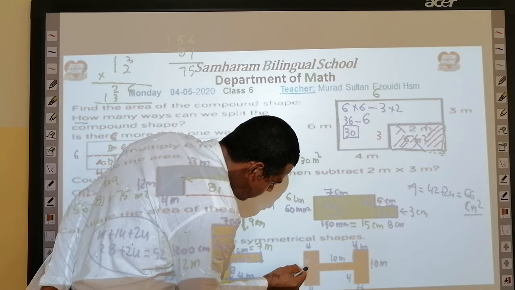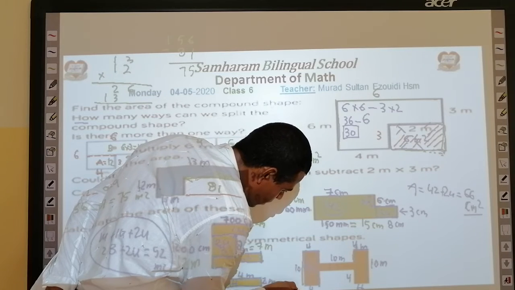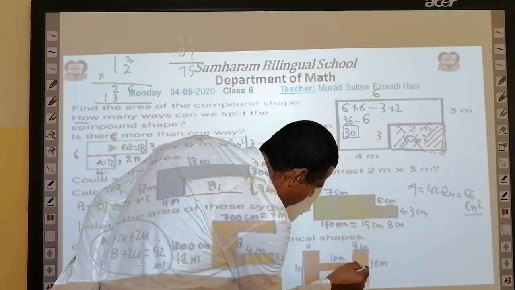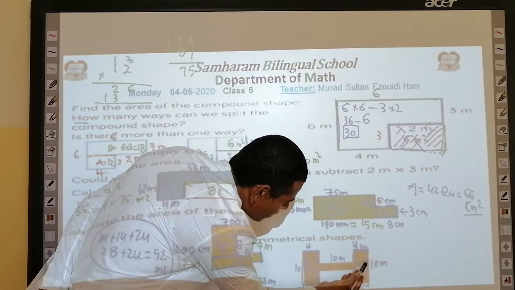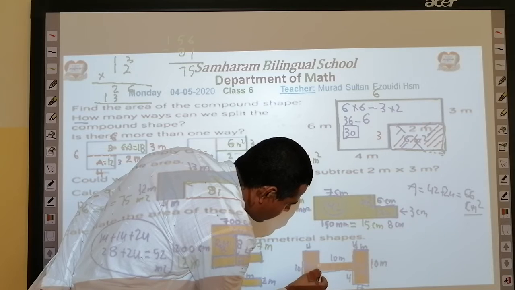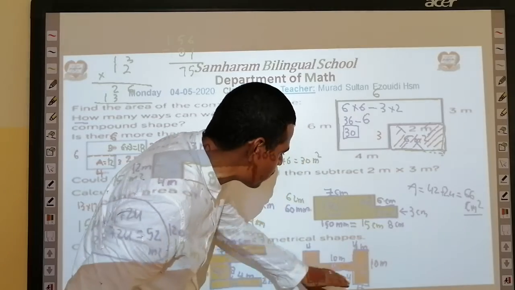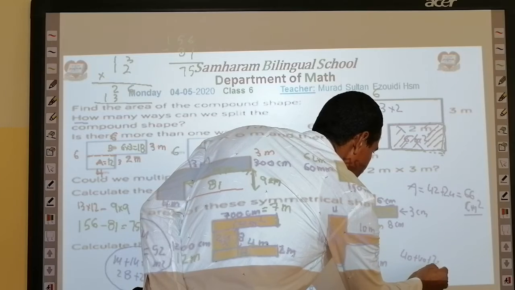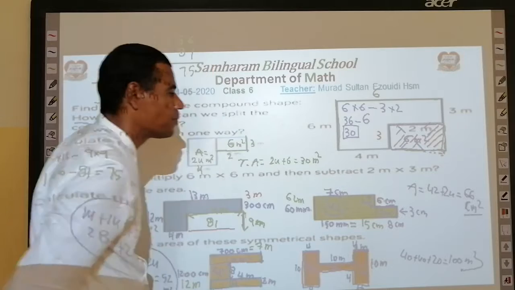Look here. 4 multiplied by 10 is 40. Only this area is 40, isn't it? And this one also is 40. 10 multiplied by 4 is 40. Unit is meter square. And this one is what? 10 minus 4 minus 4 is 2. 2 multiplied by 10 is 20. So it will be 40 plus 40 plus 20, which gives 100. The unit is meter square.